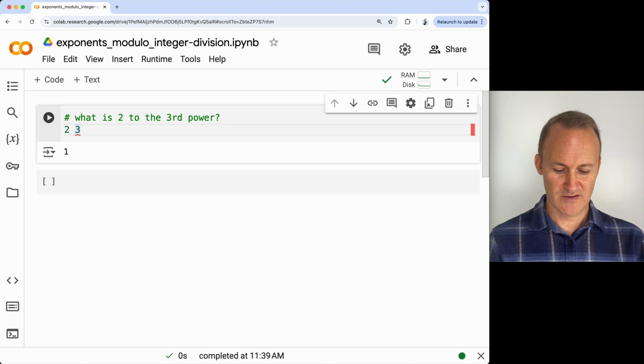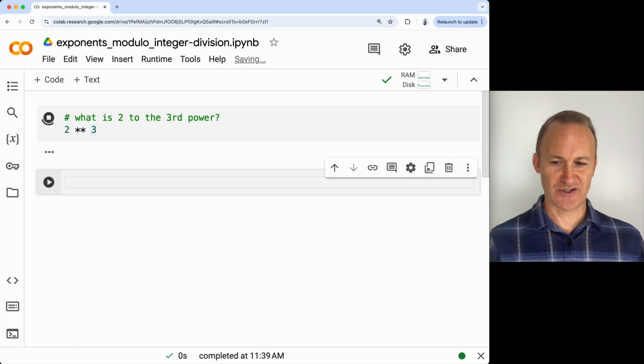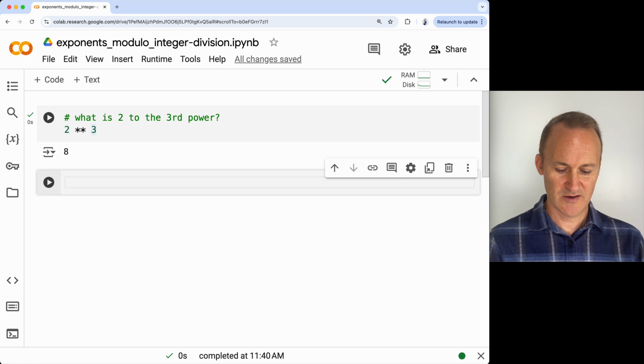Now, this is multiplication, right? That's obviously not the correct answer. And so for repeated multiplication, it is a second asterisk. So that is 2 to the third in Python. Find out by pressing Shift-Enter, and there you get the expected value of 8.